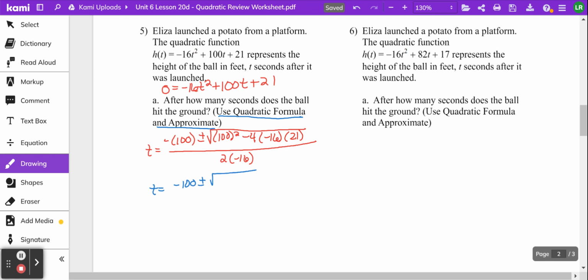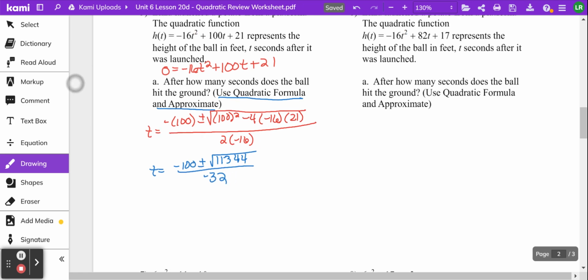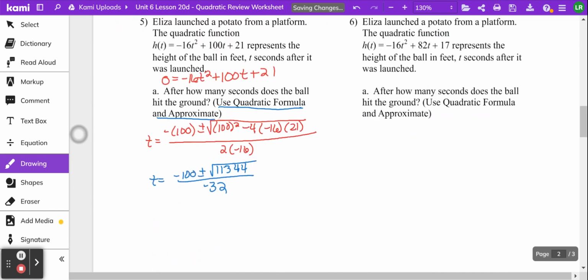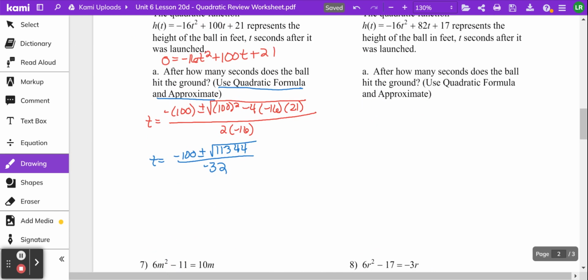Our square root number, let me type it in my calculator. 100 squared minus 4 times negative 16 times 21. And I get 11,344. On the bottom, I get negative 32. Now, there is no sense in trying to break this number down. We do not need to do this step because we are going to approximate. We don't need the exact solutions. We're going to get decimals. So at this point, I'm going to break up this plus or minus sign, and I'm going to use my calculator, whether Desmos or scientific, to get my answers.